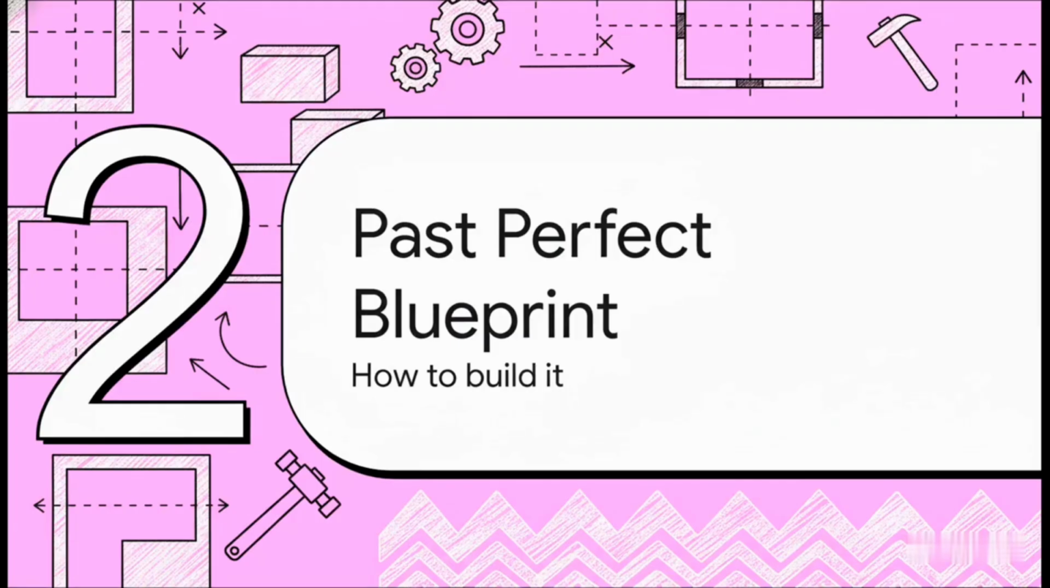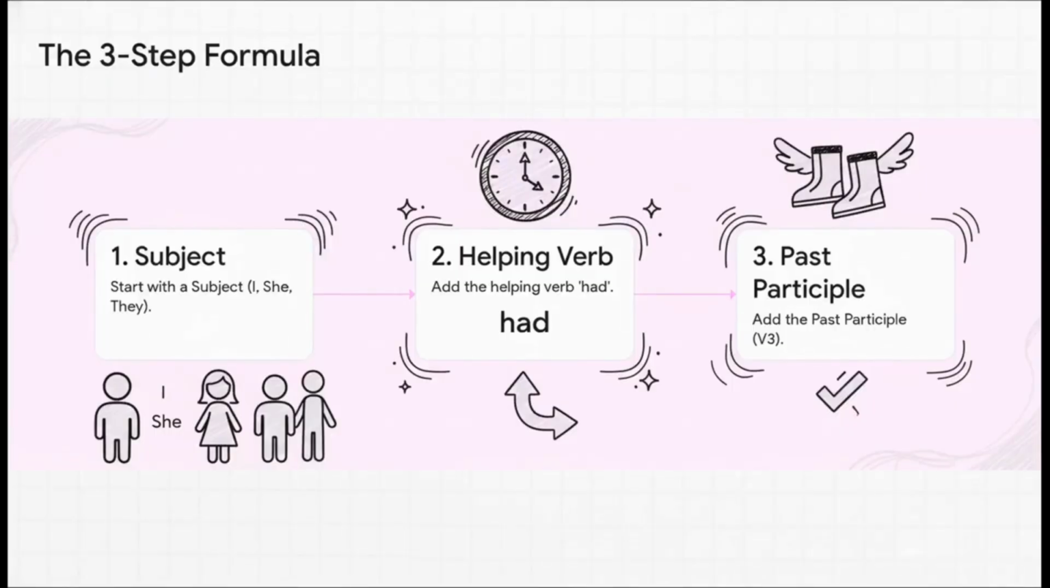Okay, so now we know what it is. Let's get into the blueprint, how you actually build it. And you're going to love this part because it's super consistent and really easy to put together. It's literally a three-step formula. Seriously, you start with your subject, like I, she, or they. Step 2, you always add the helping verb had. No exceptions. And step 3, you just add the past participle of your main verb. Words like finished, left, or seen. So you get sentences like she had left or they had studied. It works the exact same way every single time.